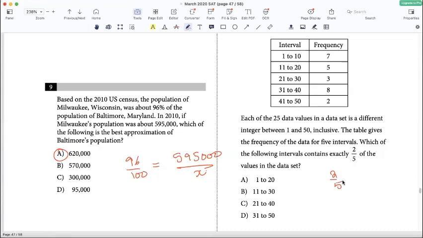2/5 of the values will be 2 by 5 into 25. So that's 10 values. So 1 to 20 has 12 values. So that's not the answer. 11 to 30 has 8 values. That's not the answer. 21 to 40 has 11 values. So that's not the answer. 31 to 50, yeah, this one has 10 values. So my answer is D.